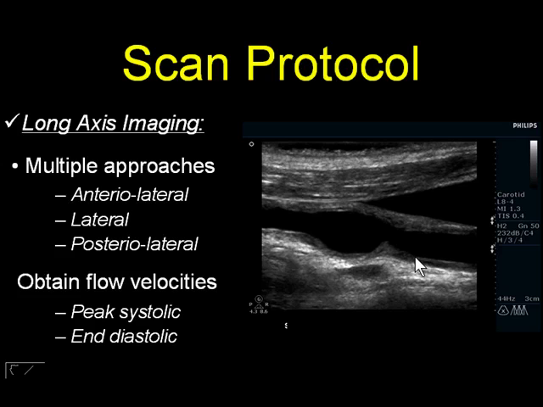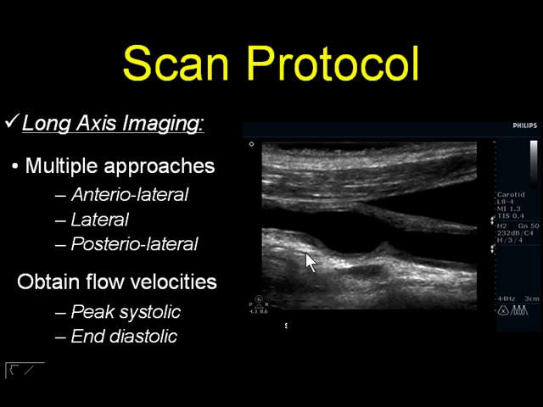Now, most of the examination will happen in the long axis with the transducer sagittal to the long axis of the image, keeping in mind that you'll use multiple approaches for evaluating the carotid arteries. Probably the best approach for evaluating the internal carotid artery would be the posterior lateral approach. Another very important thing to keep in mind is that when you're evaluating for plaque content, we typically do that in the long axis.